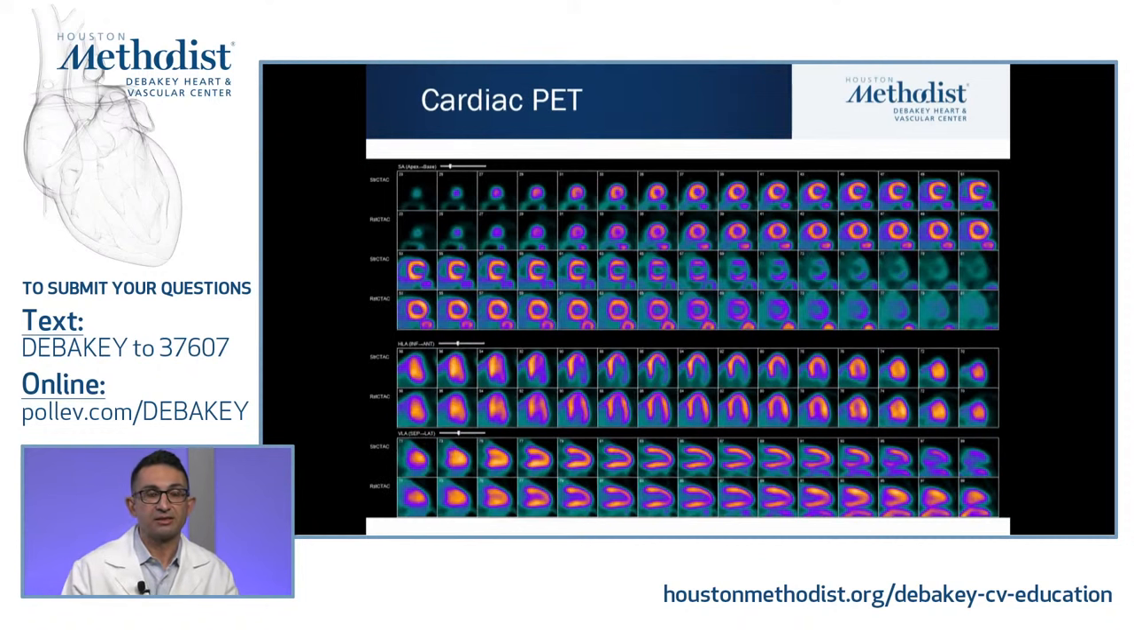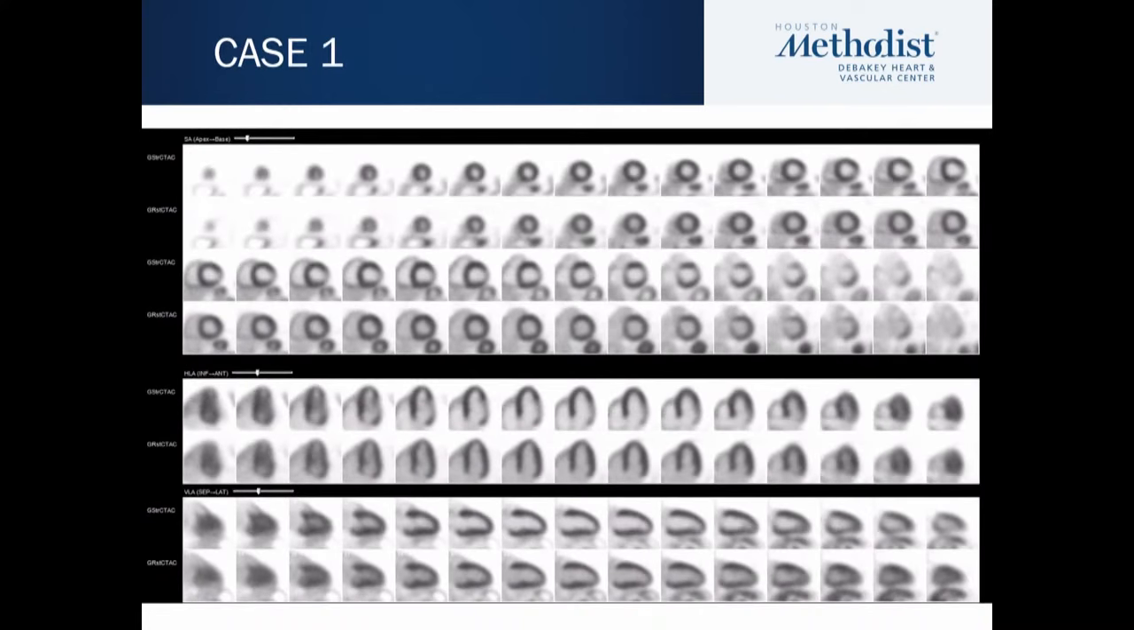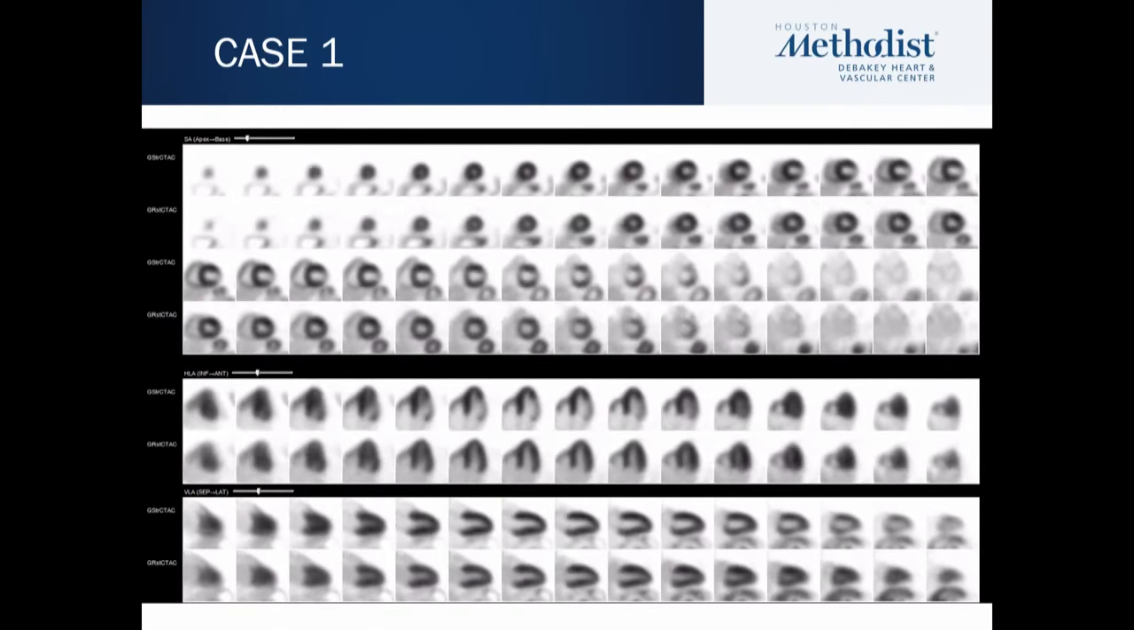This is her cardiac PET imaging. You can see the rest imaging and the stress imaging. You can see a clear perfusion abnormality in the basal to distal anterolateral and inferolateral segments, corresponding to a circumflex / obtuse marginal territory. These are the gated images for this study. There is clear hypokinesis and wall motion abnormality that was noted in the hypoperfused segment.